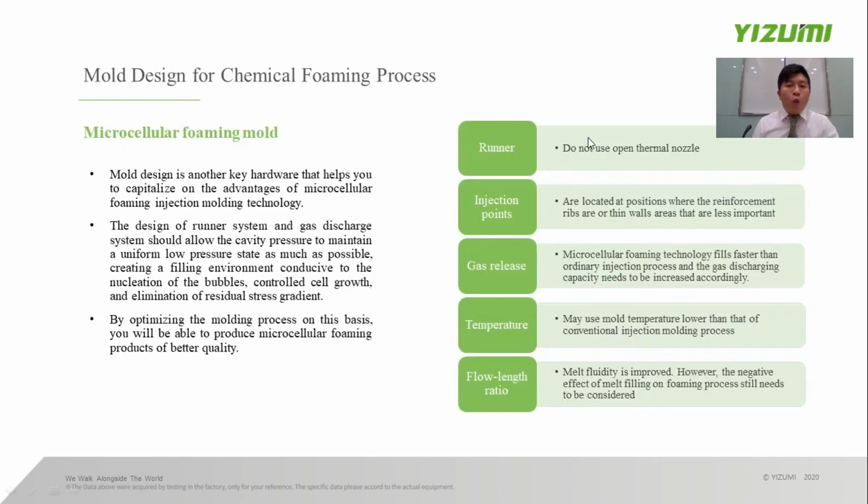Next, we will talk about the mold design requirements. The mold design is another key factor for the chemical forming process. Firstly, the gate runner should be hot runner with sequential gate valve control. Secondly, the gas exhausting groove should be strong so that it can maintain a uniform lower pressure environment for the bubble forming. Thirdly, the temperature could be lower than the conventional process.